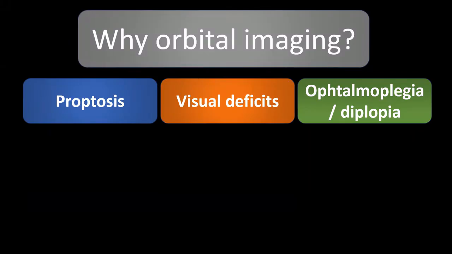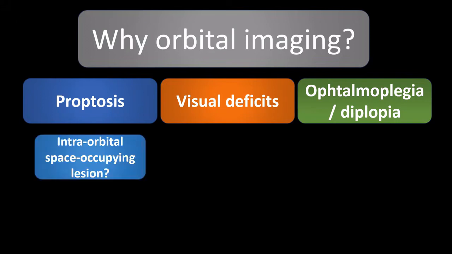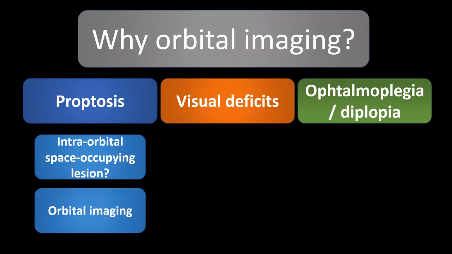In a patient with proptosis, the question is whether there is something in the orbital compartment with space-occupying effect causing protrusion of the eye. So in these patients, we don't really care about the brain, and the patient is most benefited by a very detailed and dedicated MRI of the orbits.